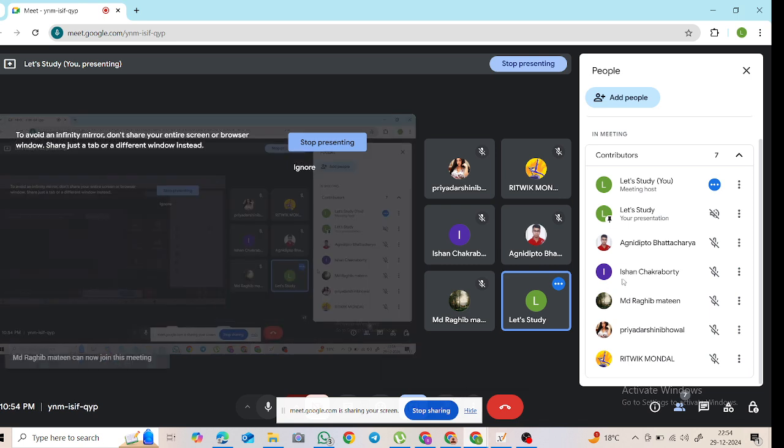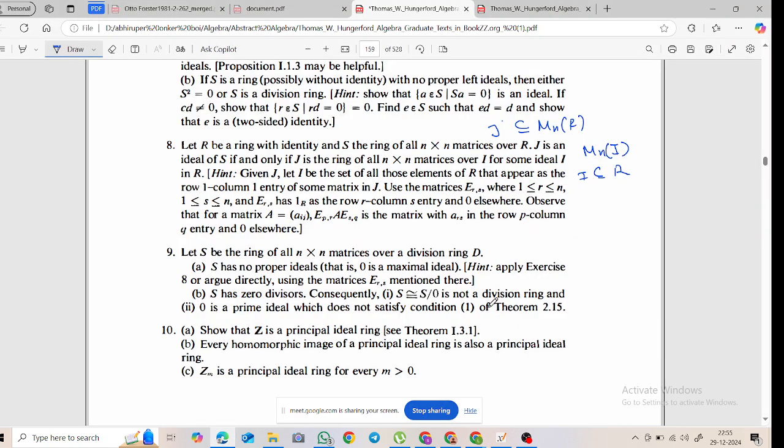Someone here is Ishan. Ishan, please remind me of this, okay? Please remind me that I am supposed to give the solution of this particular problem, okay? I am not doing it because this is just calculation, okay? So I can just give you the solution.